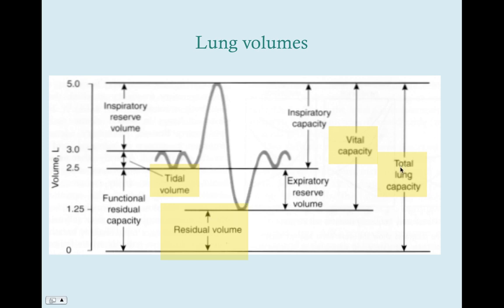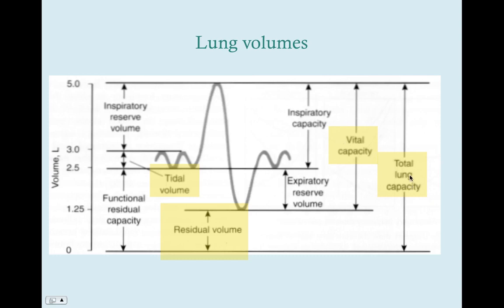So when you have your total lung capacity, which is the total amount of air that you can possibly fit in your lungs, and the residual volume, which is the amount of air that's still there when you've totally expired as much as you can, the total lung capacity minus the residual volume is your vital capacity. So the vital capacity is the amount of air that you can bring into your lungs, going from the most exhaled to your most inhaled.